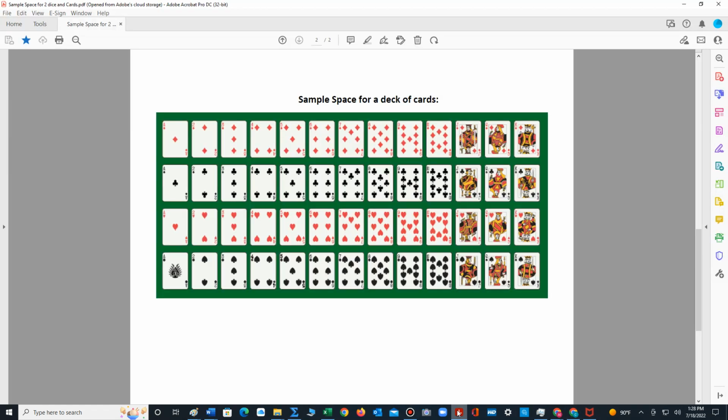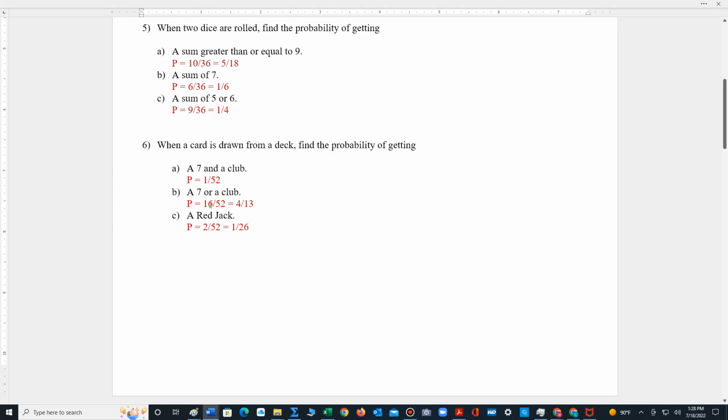So let's do that. There's 4 7s. We count all the clubs except the 7 of clubs because we've already counted it with the 4 7s. So it's 4 plus 12, which is 16 out of 52 cards, reduces to 4 out of 13. A red jack, well, there's 4 jacks, 2 are black, 2 are red, so 2 out of 52, 1 out of 26.